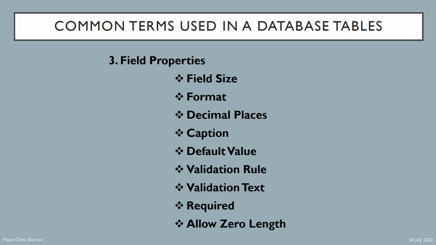Next one is allow zero length. This property is used for text and memo data types. See, in the above option, means required is yes and allow zero length is no, data must be entered in the field during data entry. Okay, if both properties are set to yes, means required is also yes and allow zero length is also yes, the field can be left empty.